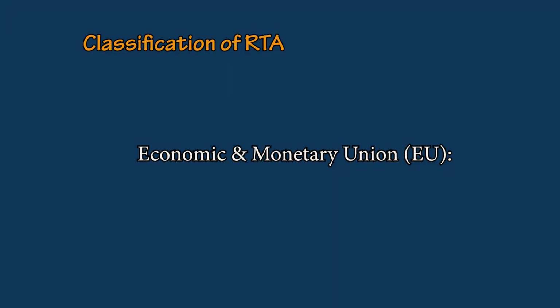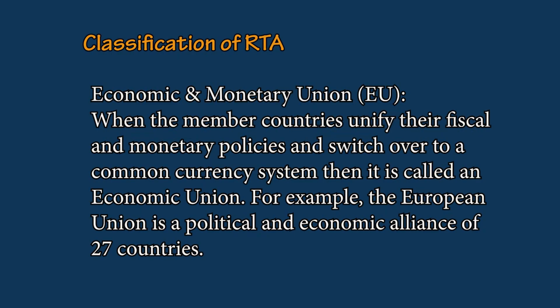The next one is economic and monetary union. Economic and monetary union is a further step in regional trade agreements, where the countries unify their fiscal and monetary policies, and they also switch over to a common currency, which we observe, for example, in the case of the European Union, where the euro was considered to be the common currency for all the member countries. There are about 27 countries in the European Union.